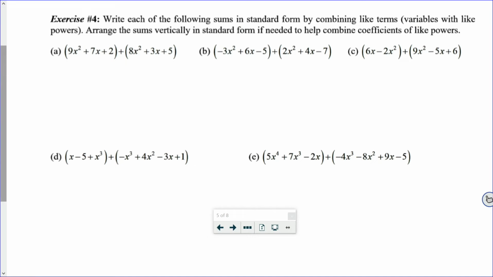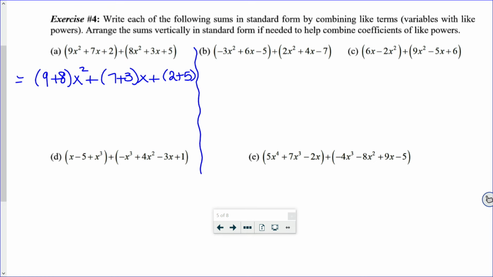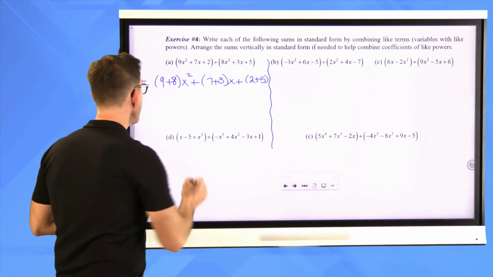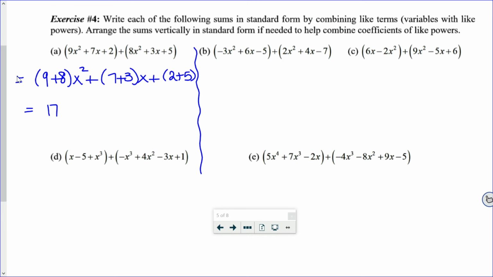All right, so I could do that by saying, well, I've got 9 plus 8. Those are my x squareds. Then I've got 7 plus 3. Those are my x to the firsts. And then I've got 2 plus 5. And those are my constants, right? Therefore, how many x squareds do I have? Well, I have 17x squared, 10x to the first, and plus 7.